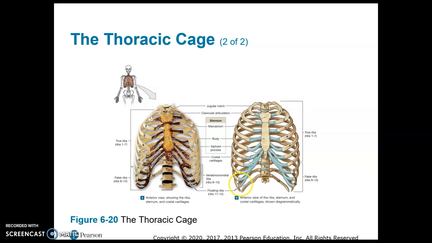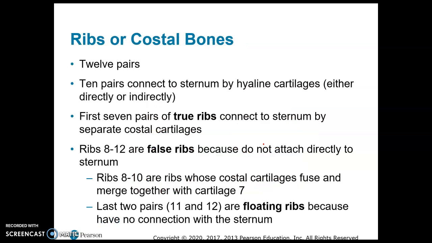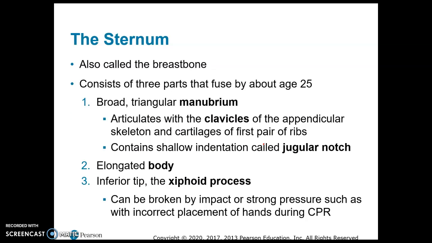And then pairs 8, 9, and 10 are the false ribs that are connected to the sternum indirectly by cartilage. It's like a piece of cartilage connected to another piece of cartilage. Whereas if you look up here at the true ribs, they're connected only by one piece of cartilage to the sternum. Okay, so true ribs are 1 through 7, false ribs are 8 through 12, and then the floating ribs are 11 and 12. And that's in these notes right here.